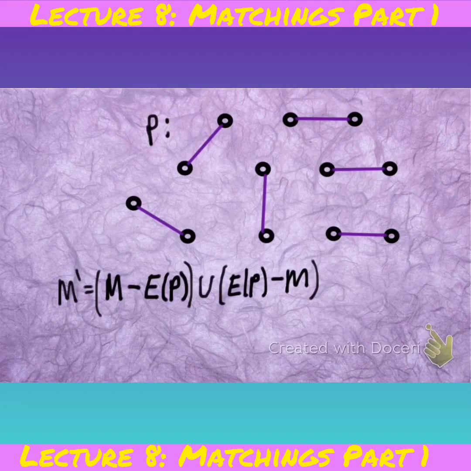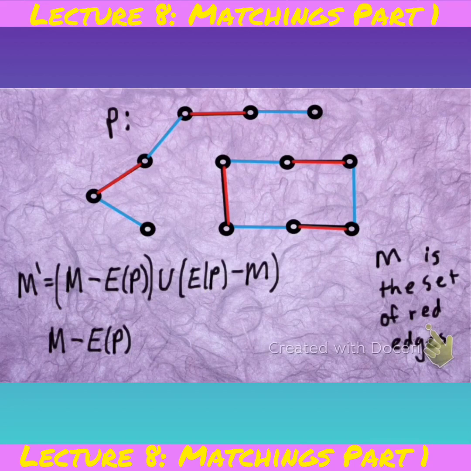Now, how many edges does the matching M prime have in this particular example? Well, we can count that as 1, 2, 3, 4, 5, 6. Now, if we go back to our original matching M, our M matching has 1, 2, 3, 4, 5 edges.